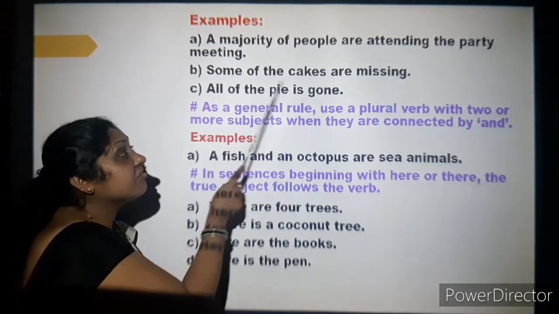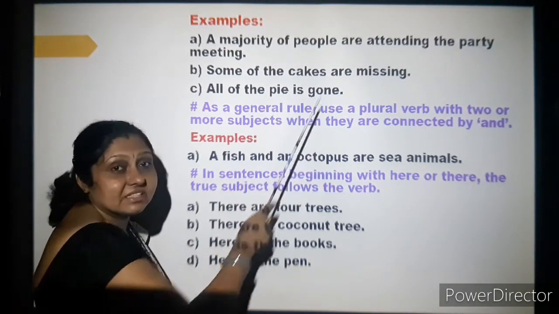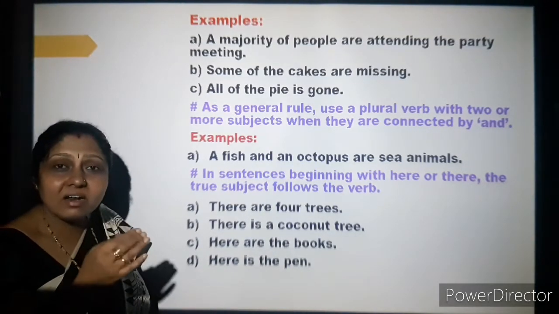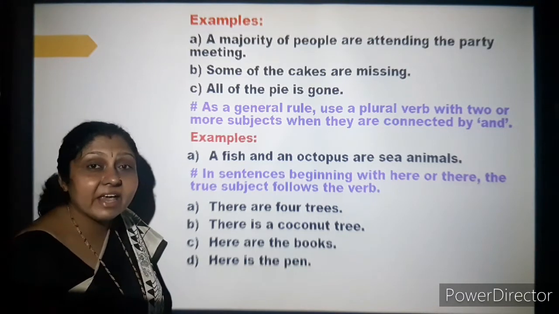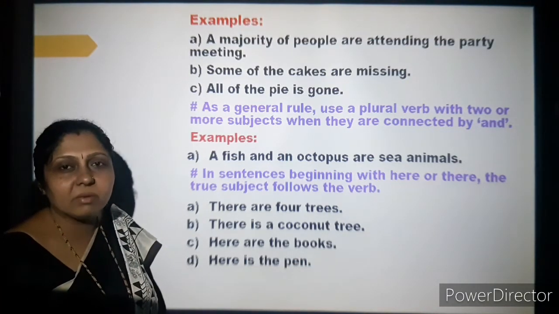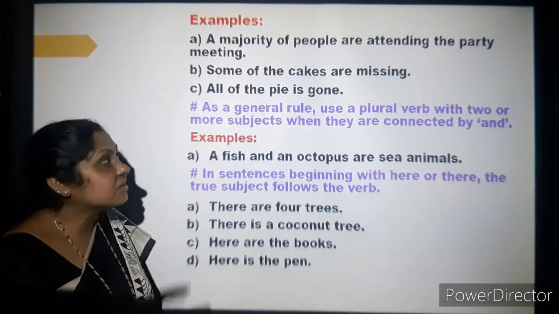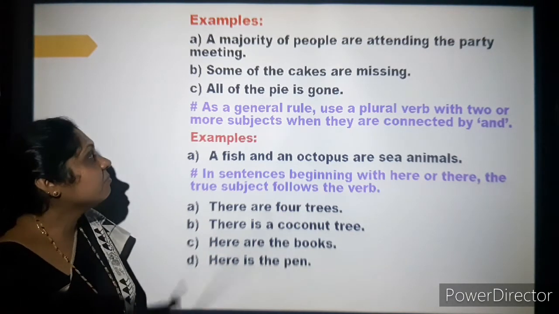If you say some of the cake is missing, it means you refer to a part of a single cake. But here, some of the cakes means maybe there are some cakes kept on the table or in a vessel. So some of the cakes are missing. See the usage and the difference there.